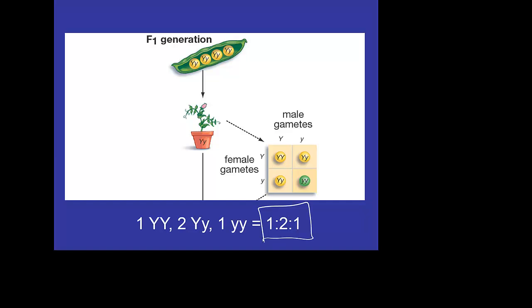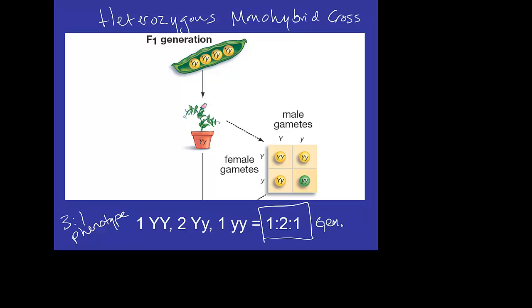So we see a 1 to 2 to 1 genotype ratio. This is a law in genetics. If you do a heterozygous monohybrid cross, you will always get a 3 to 1 phenotype and a 1 to 2 to 1 genotype ratio. It cannot be anything else. You can combine all of the capital and small letters on the planet, and you will never get anything different. 3 to 1 phenotype, 1 to 2 to 1 genotype for every single heterozygous monohybrid cross.